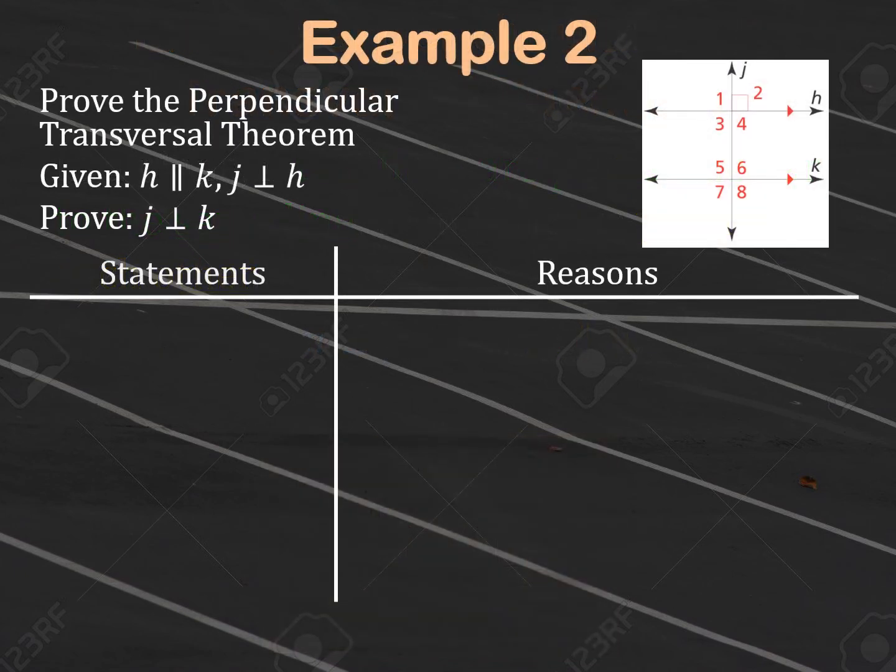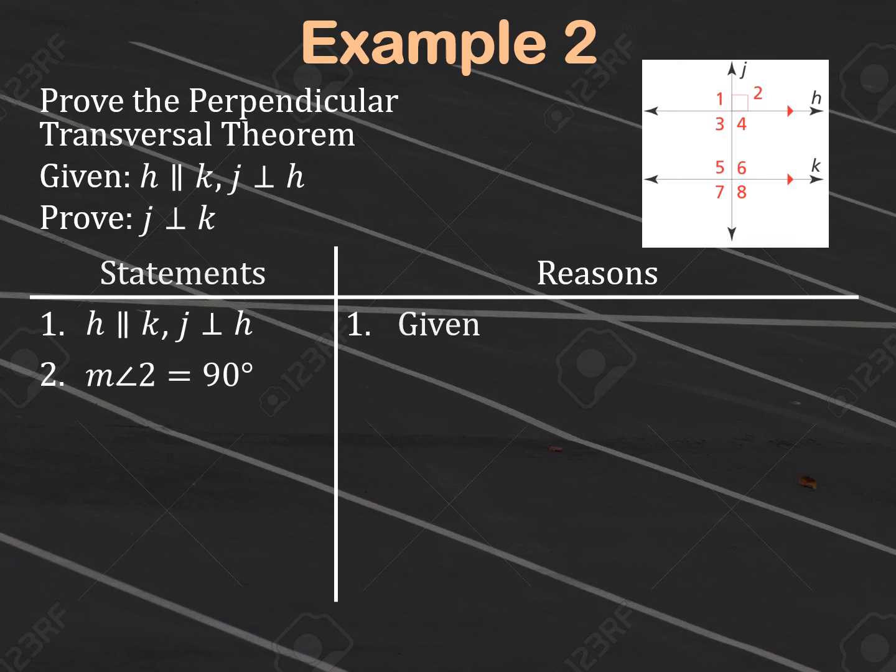So we're going to do a quick proof of the perpendicular transversal theorem, which was the second one we went over. So you're given lines H and K are parallel, and you're also told J is perpendicular to H. You can see the right angle symbol that's marked. Angle 2 is a right angle. Now we are to prove that lines J and K are perpendicular. So we're basically going to do what I just went over orally, and you can see how it looks on a proof. So statement 1 are the givens. H is parallel to K, and J is perpendicular to H. That is a given reason.